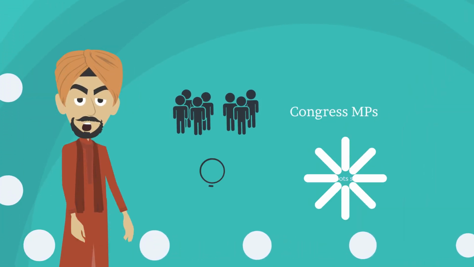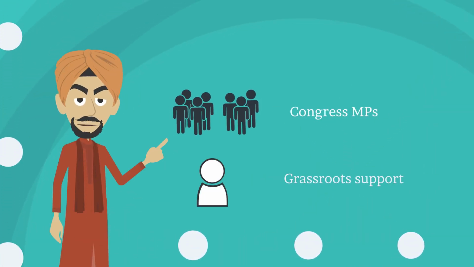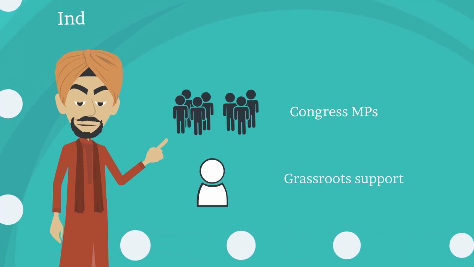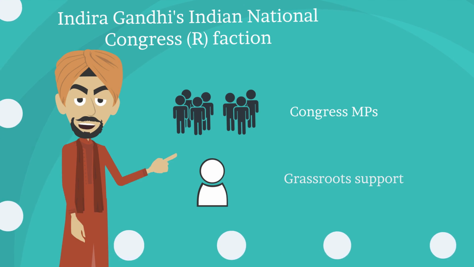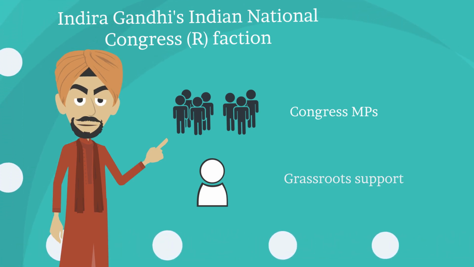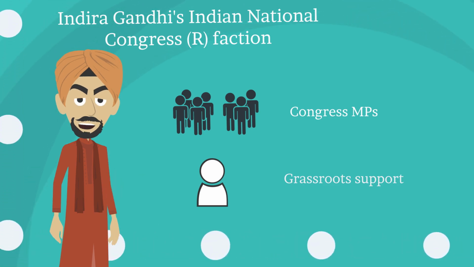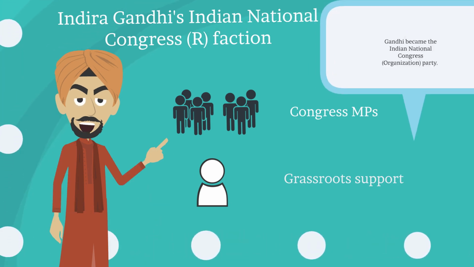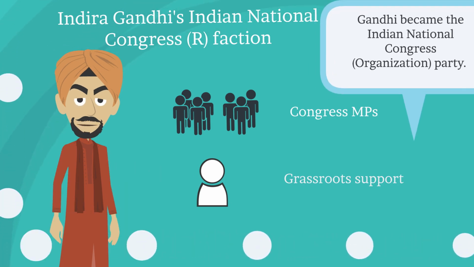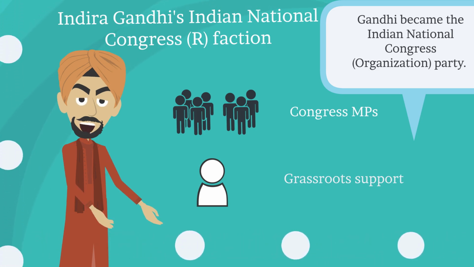Most of the Congress MPs and grassroots supporters joined Indira Gandhi's Indian National Congress R faction, which was recognized by the Election Commission as being the successor to the previous party. 31 MPs who opposed Gandhi became the Indian National Congress O faction.